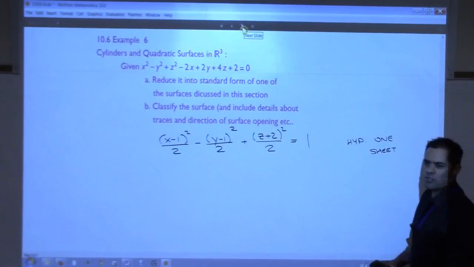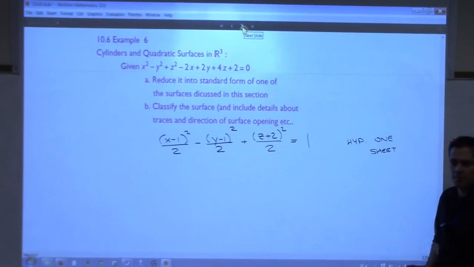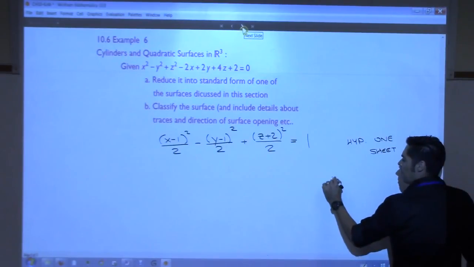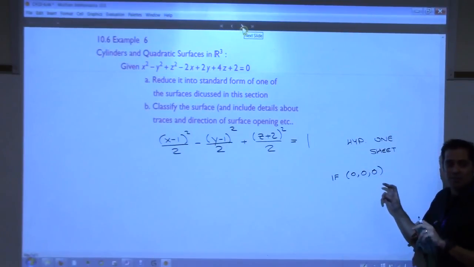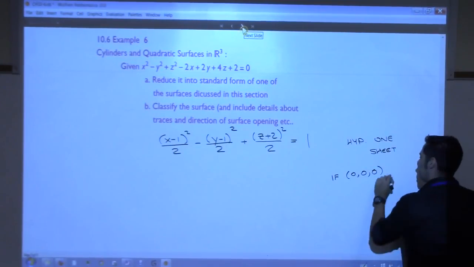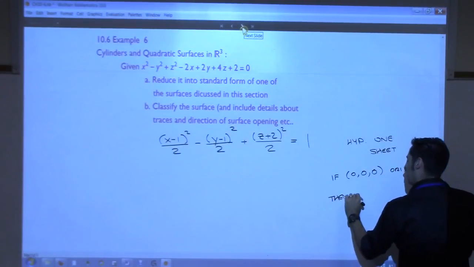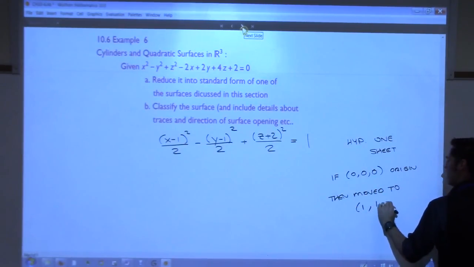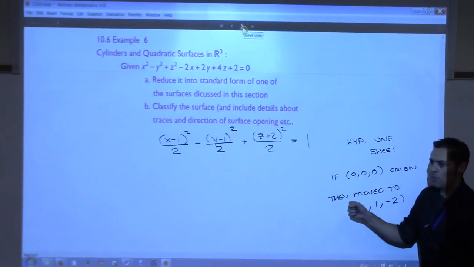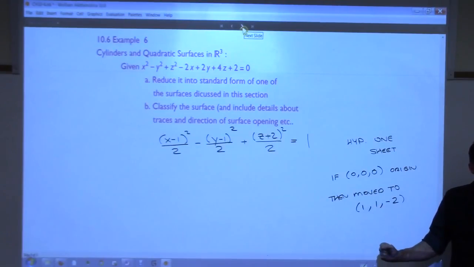Now, a hyperboloid one sheet doesn't technically have a center, but what I can say is that this thing has been shifted, right? If we were to say that 0, 0, 0 was the origin of this originally, everything's been moved. And it's been moved to where? 1, 1, negative 2. So the whole thing got moved out the x-axis 1, over the y-axis 1, and down the z-axis 2, right? Which way does this thing open?